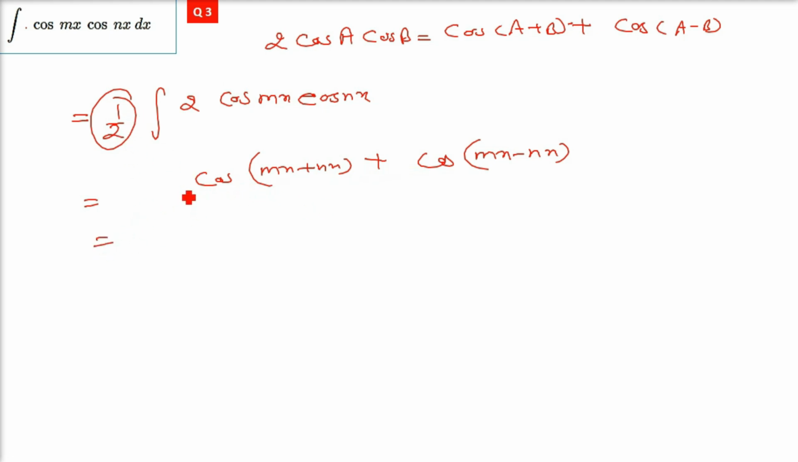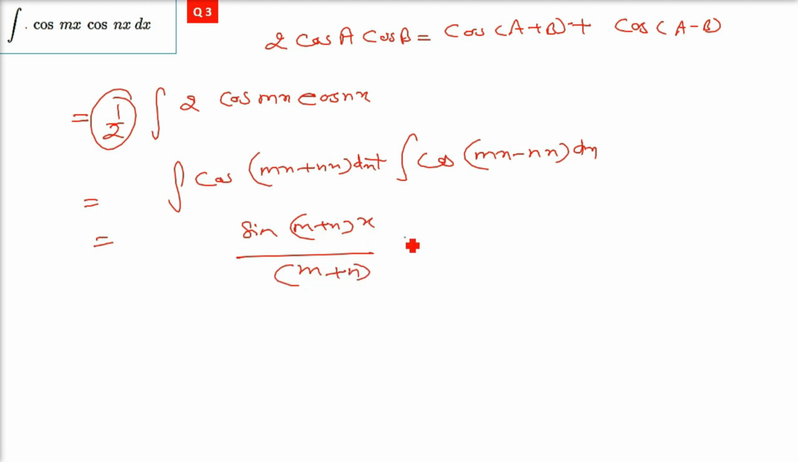Now let us integrate. Half we are going to deal with later. So you just have to use the integration of cos theta. This is sin theta, so sin (m plus n)x. What is the differentiation of (m plus n)x? It's m plus n, and you need to divide by it. Again, cos (m minus n)x, and the differentiation of this will be m minus n, which goes in the denominator. Always remember, this is an algebraic expression inside a trigonometric function.